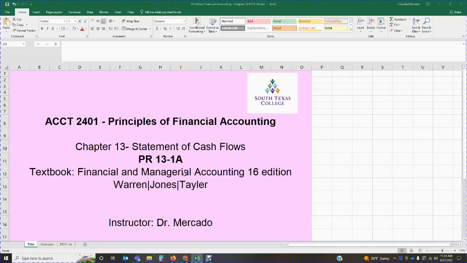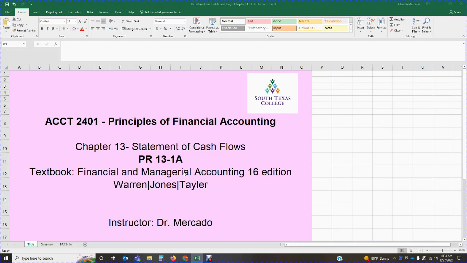In this particular lecture we are going to complete an entire statement of cash flows. The problem that we're going to be covering is problem 13-1A. By now you should have read the chapter and you can identify that there are so many components to preparing a statement of cash flows.